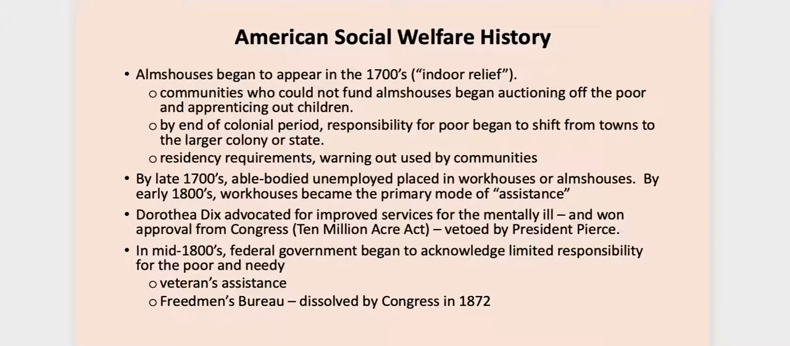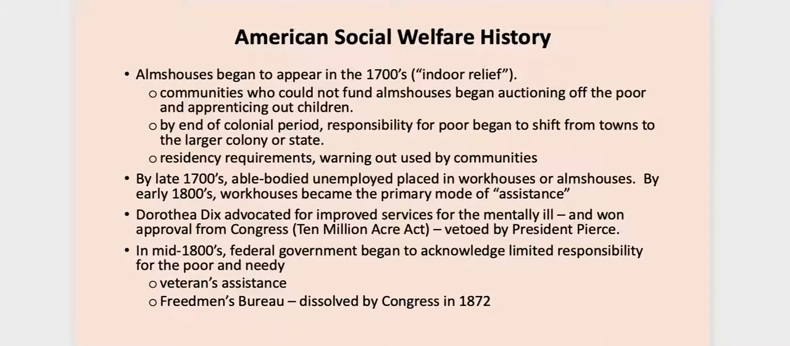By the end of that century, able-bodied unemployed people were really put more in workhouses rather than almshouses, and so the sense of worthy and unworthy poor, there was more of a sense of expectation of the individuals who were getting the care of the communities provided to them, and so they were expected to provide labor in exchange for their care. And really, by the early 1800s, these workhouses became the primary mode of assistance.